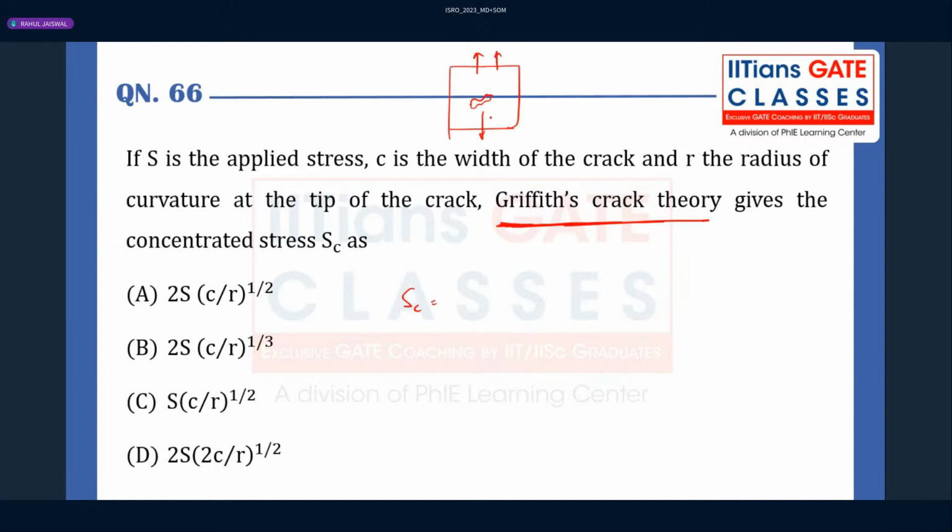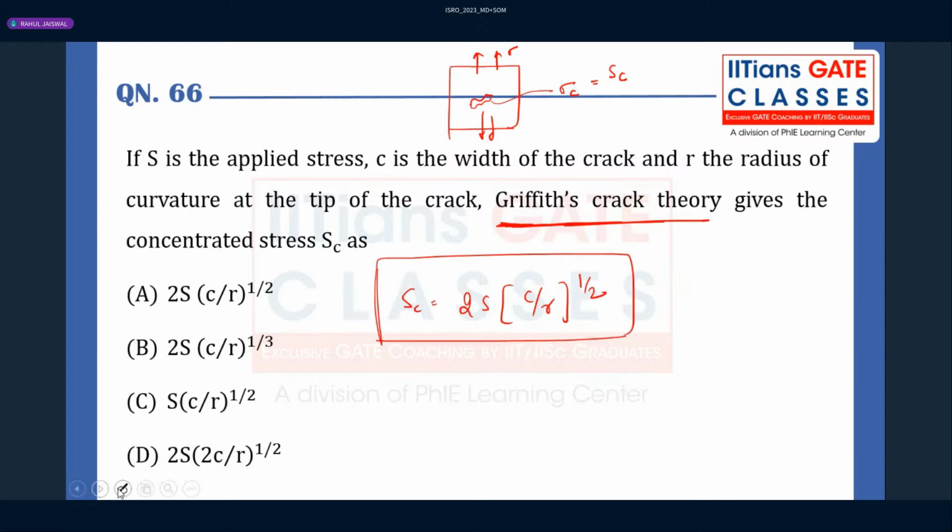And when you just apply the load sigma, whatever the stress will be developed here at the concentrated particular point, we call SC, that is given by 2s C divided by R 1 by 2. There is a complete lecture of 40 minutes, right? When you follow Rajesh Prasad, IIT Delhi professor, he has given a 40-minute lecture on the proof of this particular equation. So either you can follow this one, or if you want me to explain, I will explain in a simple language, right?